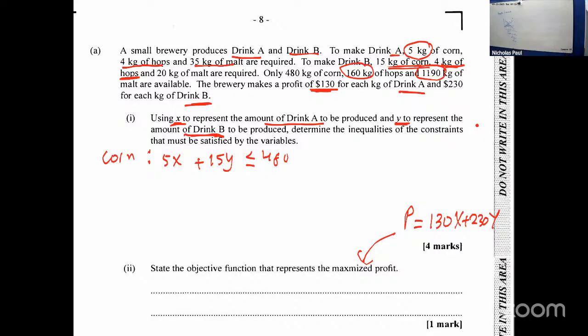Next, let's deal with hops. Hops is 4x plus 4y is less than or equal to 106. If you want, you can divide it out. Nothing wrong with dividing it out by 5 or dividing it out by 4.